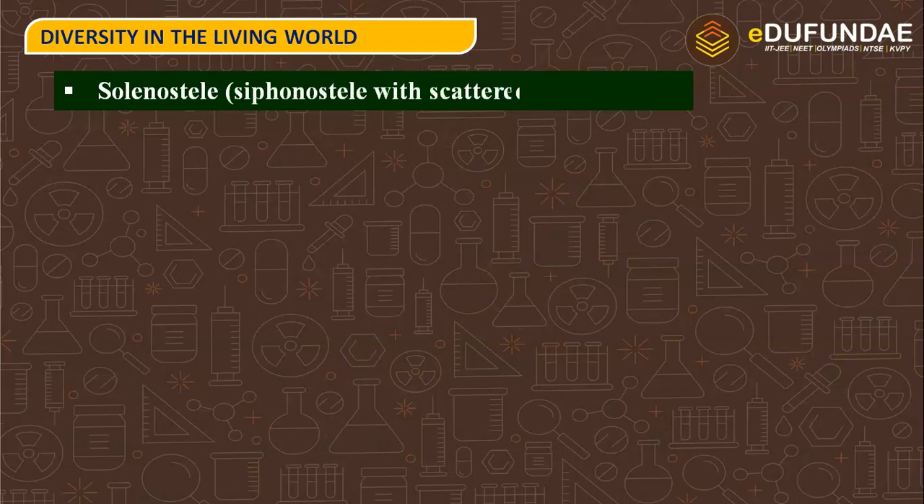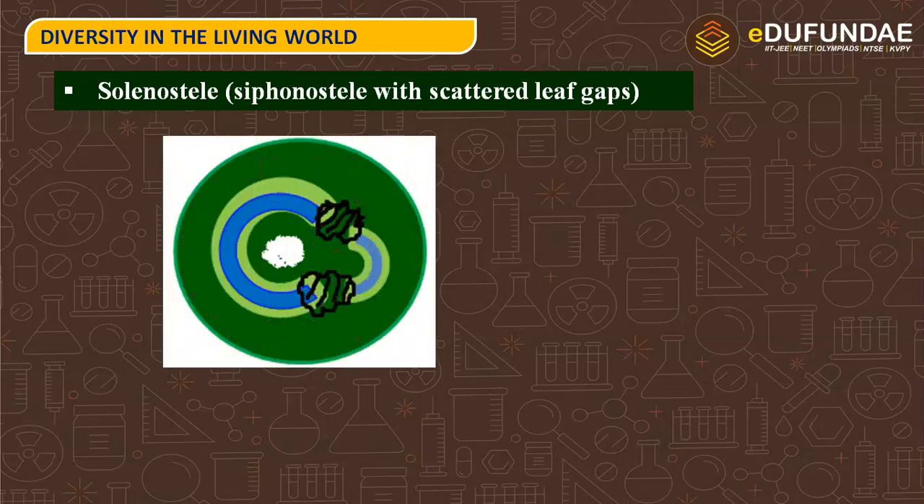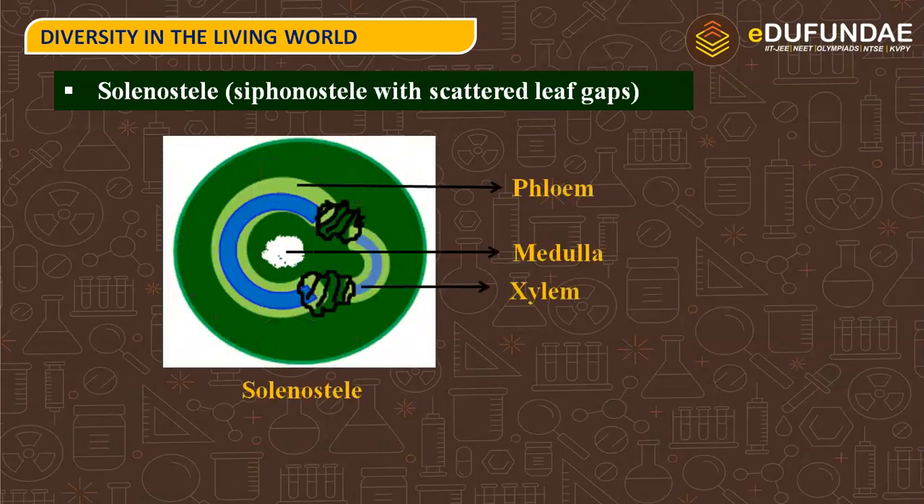It can be solenostele, that is siphonostele with scattered leaf gaps. So here is the structure. We can see that there is the presence of medulla again in the center. Then there is the presence of xylem. It is further surrounded by phloem. But in between, we can see that there are scattered leaf gaps.